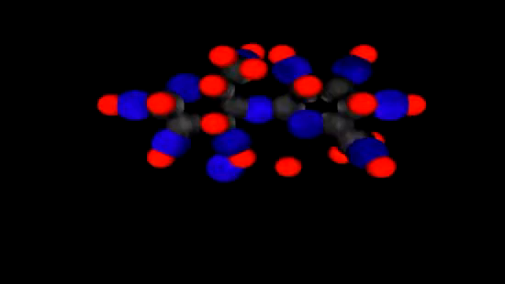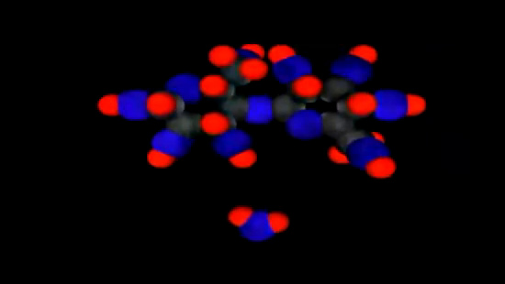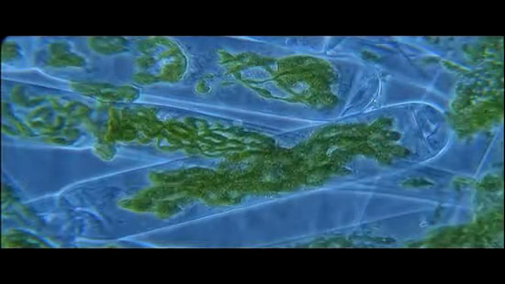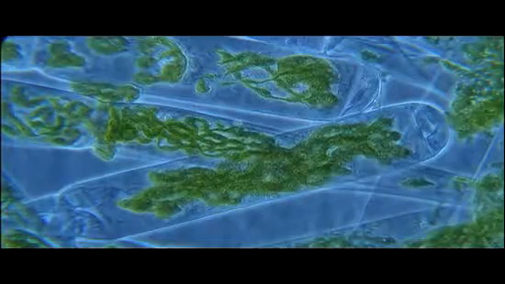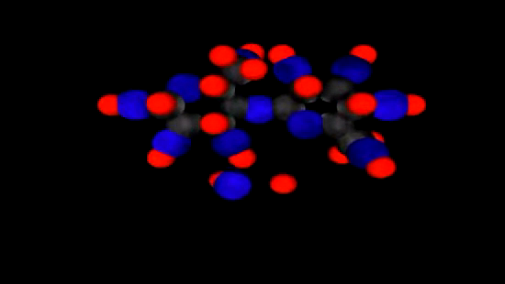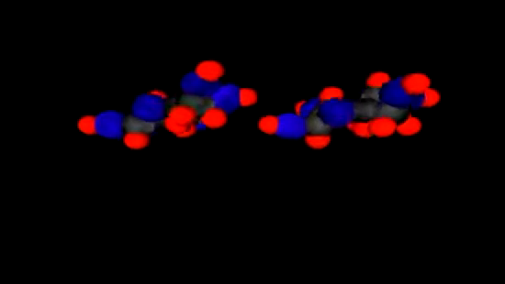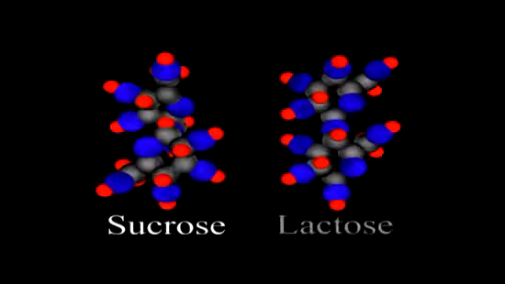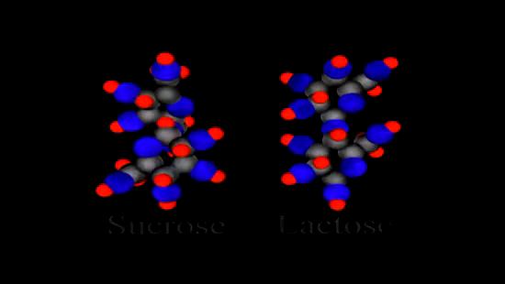Disaccharides are formed by linking 2 monosaccharides. Cells, especially those of plants, use disaccharides to store and/or transport energy. When an organism needs energy, disaccharides are broken apart into their monosaccharide subunits by hydrolysis. Sucrose and lactose are 2 common disaccharides.